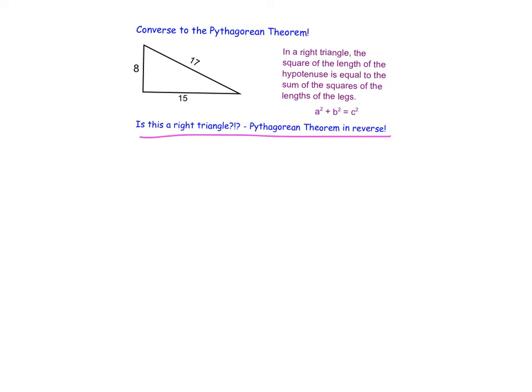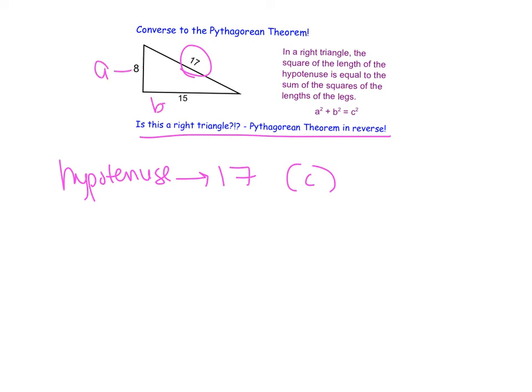So here, if I look at my three side lengths, I see 8, 15, and 17. I know that the hypotenuse has to be the longest side. Remember that. So my hypotenuse has to be 17, which then means that that is my C value. So what I'm assuming is that 8 is A, B is 15, and C is 17, which is my hypotenuse or my longest side length. So let's test this out.